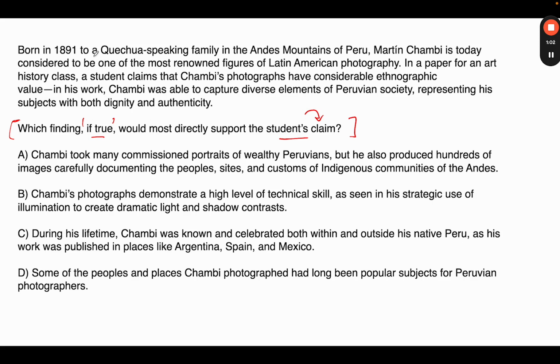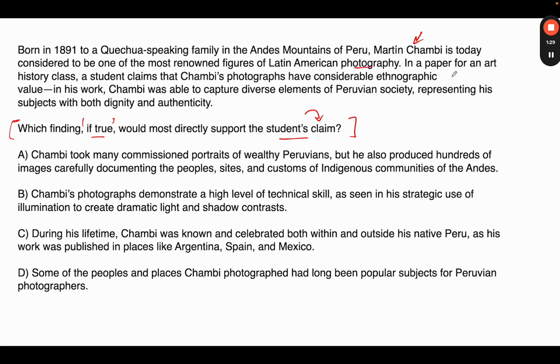Born in 1891 to a Quechua-speaking family in the Andes Mountains of Peru, Martín Chambi is today considered to be one of the most renowned figures of Latin American photography. So what is this sentence really talking about? This sentence is talking about this person, Chambi, where he was born, and that he is considered one of the most renowned figures of Latin American photography in today's time.